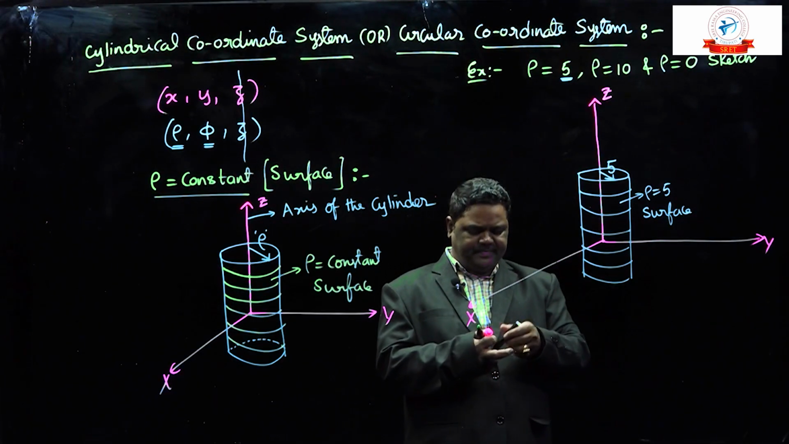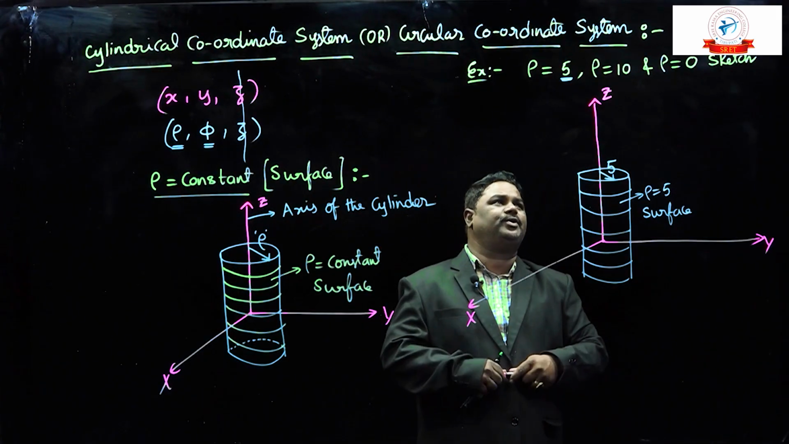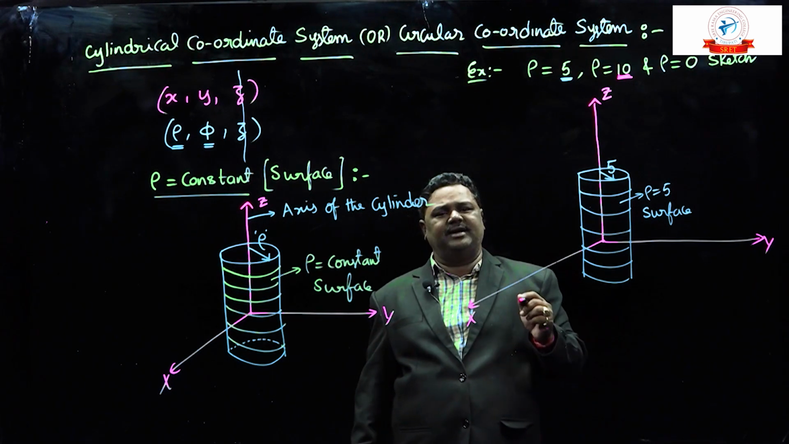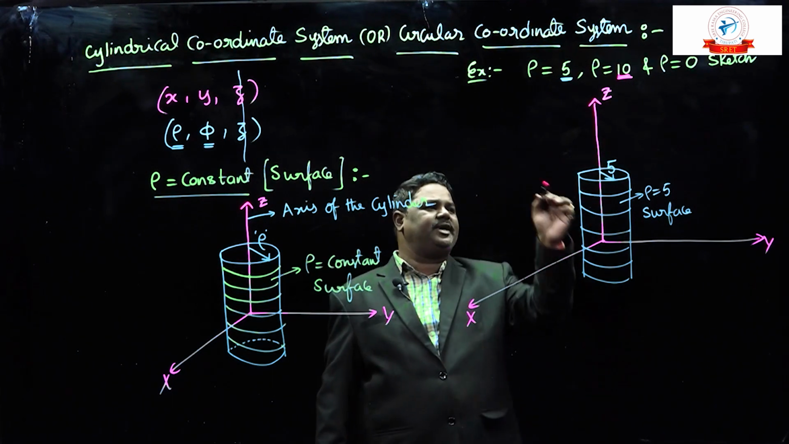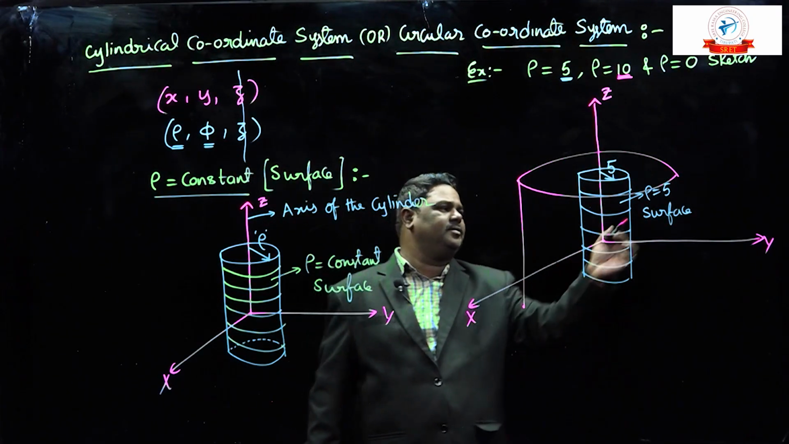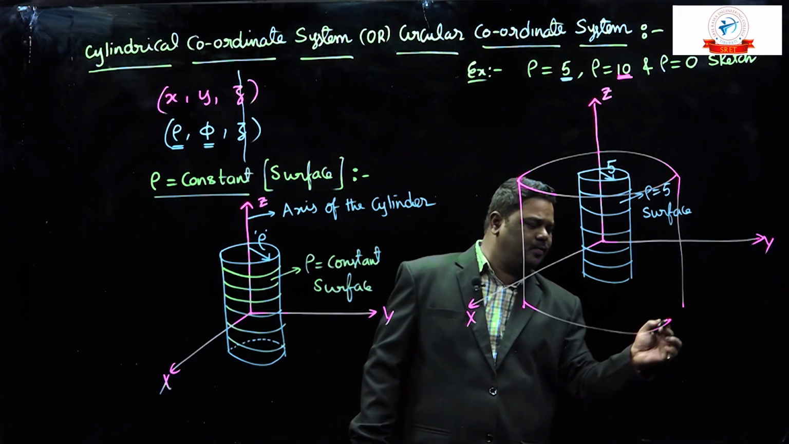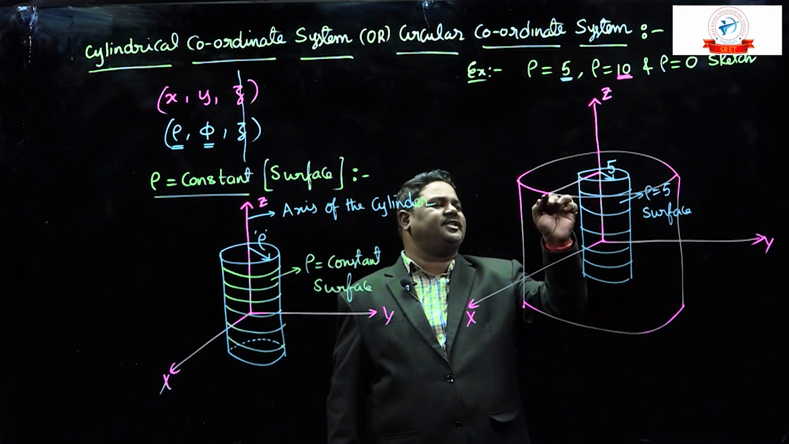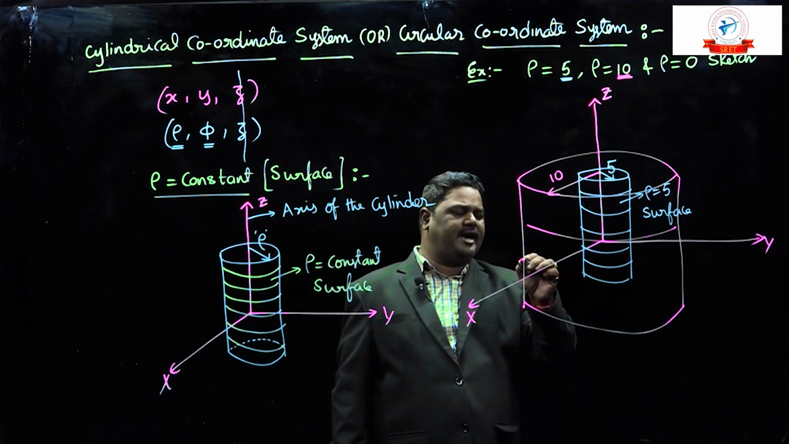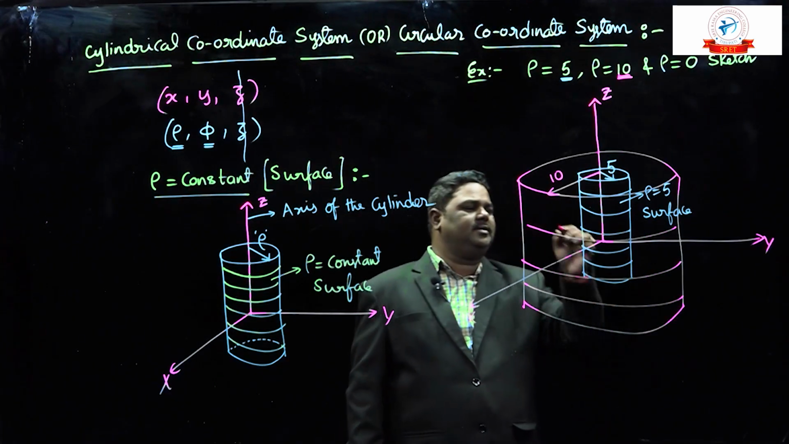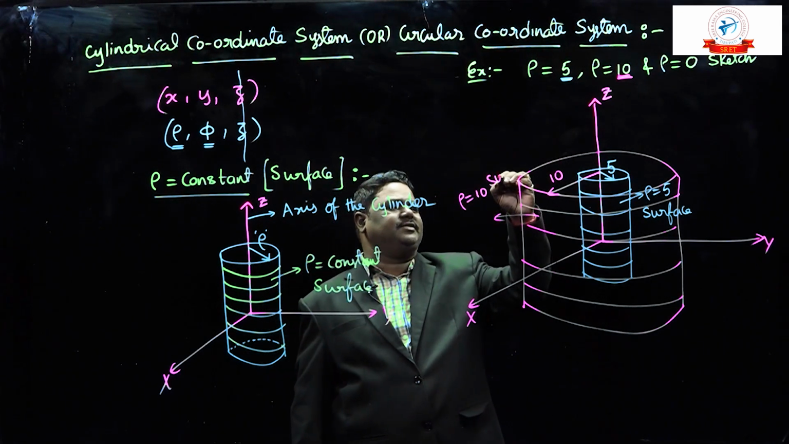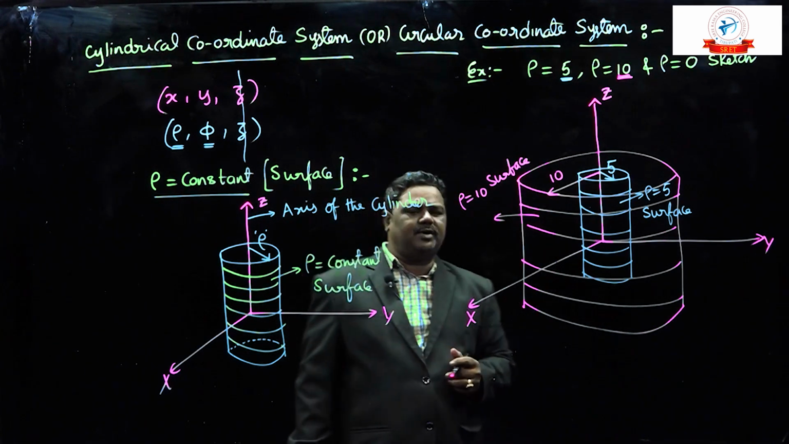Similarly, consider what is meant by rho is equal to 10. You know that rho is equal to 10 is a surface of a cylinder when the radius of the cylinder is equal to 10. So this is another cylinder, and consider its radius is 10 units. Then the entire surface of the cylinder is called the rho is equal to 10 surface.